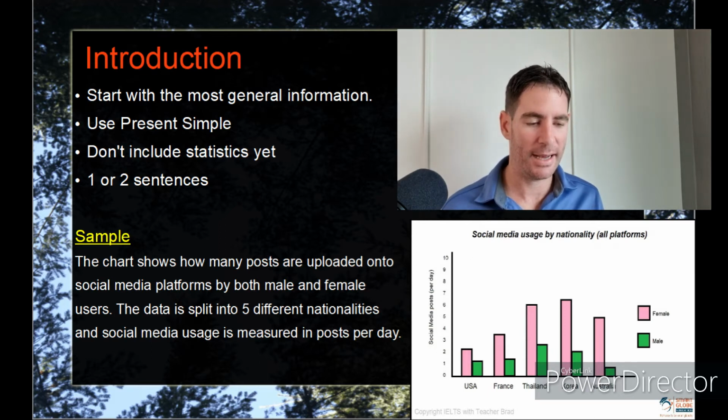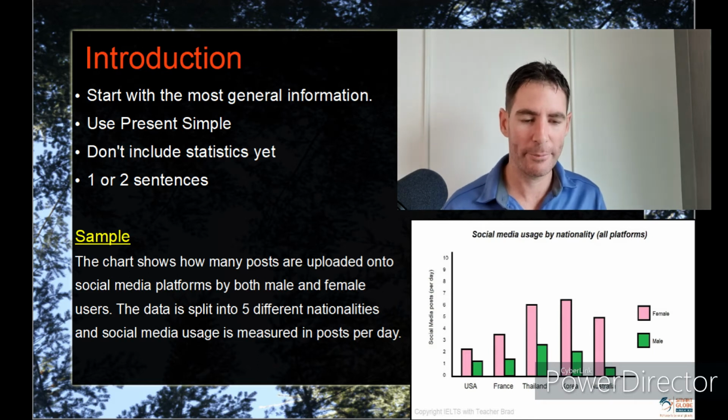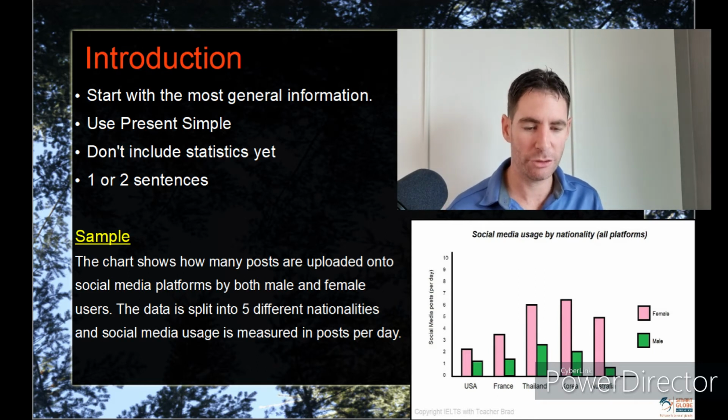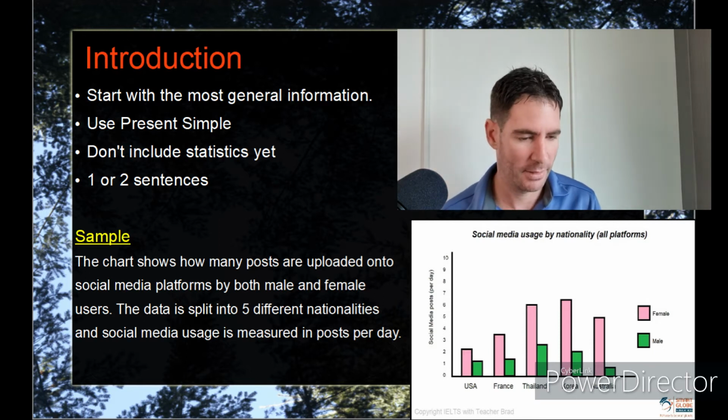The pink bars are the females, the green bars are the males. I think that's pretty simple. The chart shows how many posts are uploaded onto social media platforms by both male and female users. The data is split into 5 different nationalities. You don't need to list them. And social media usage is measured in posts per day.